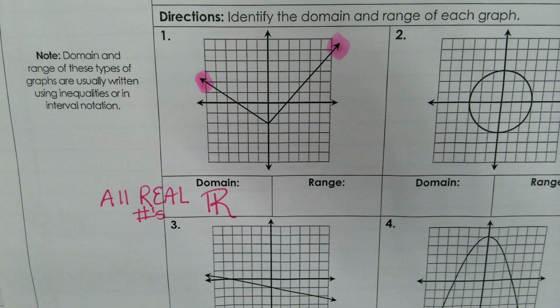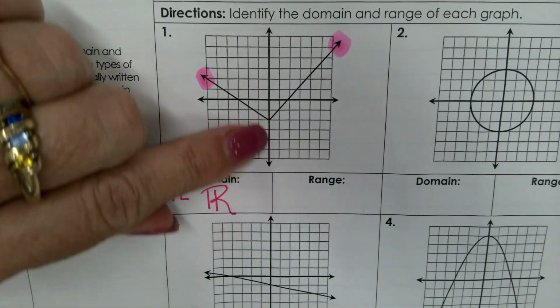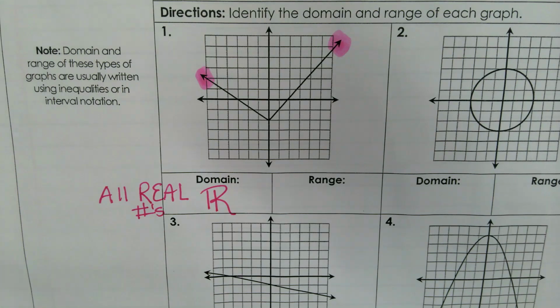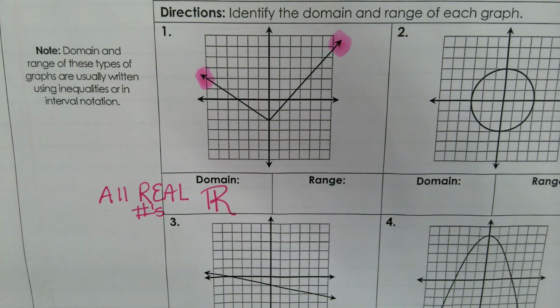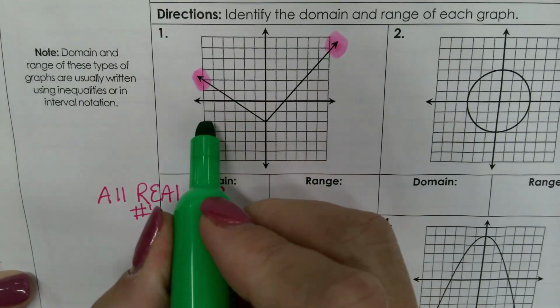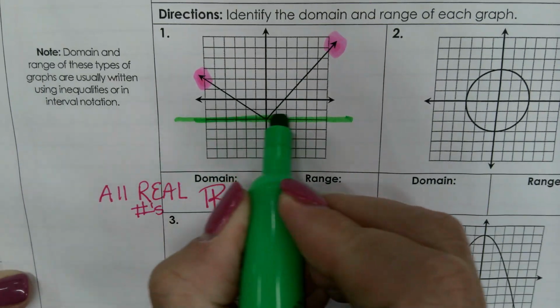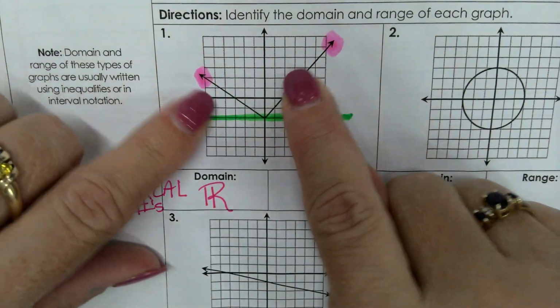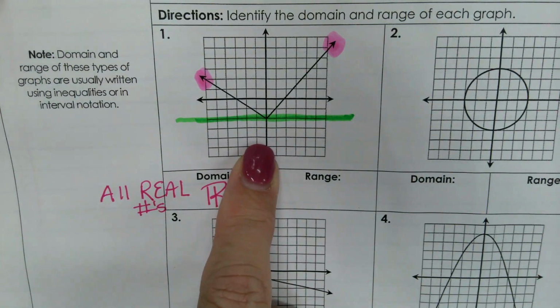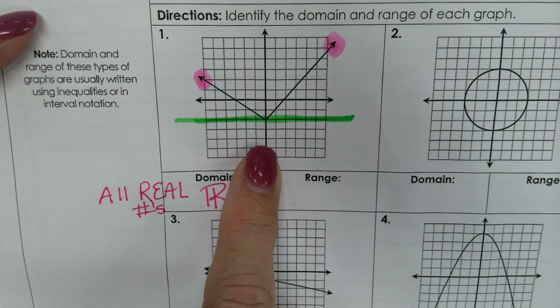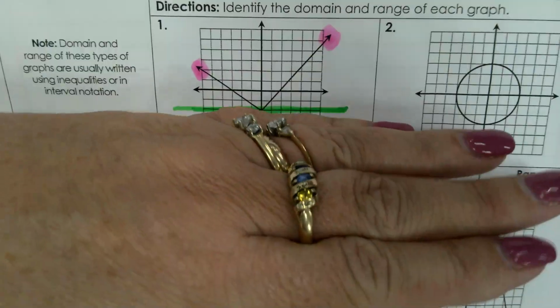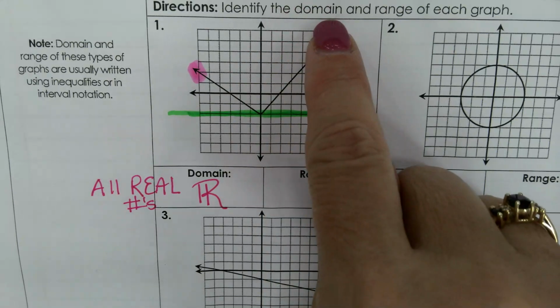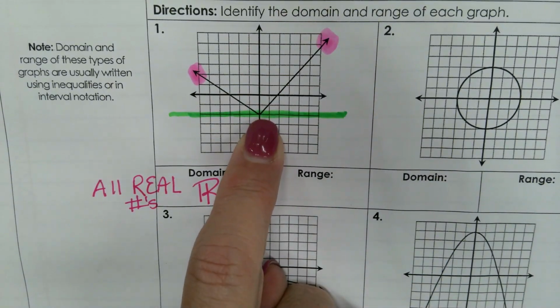The range are the what values? The y values. So what is this graph doing going up and down? The first thing I'm going to look at is, is there a boundary? Is there a starting and stopping point? And on this graph, right here, see this green line? This picture, this letter V, if you want to call it that, does it go below the green line? No. Okay, that's a boundary. It's a fence. So if my dogs are running right here, they cannot go past that green line.